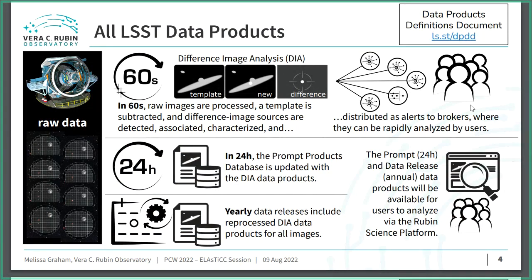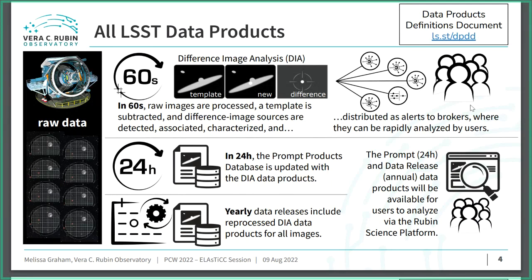The other time scale that we work on, so there's the prompt data products, 60 seconds, 24 hours, but then there's also the yearly data releases. Every year, all of the data that was ever taken by Rubin Observatory gets reprocessed, so every image is re-reduced. All of the difference image analysis is redone. So even at year 6, you're redoing all of it with the latest versions of the LSST science pipelines. And you're also restacking all of the data to make very deep coadds. And all of that comes out on a yearly basis.